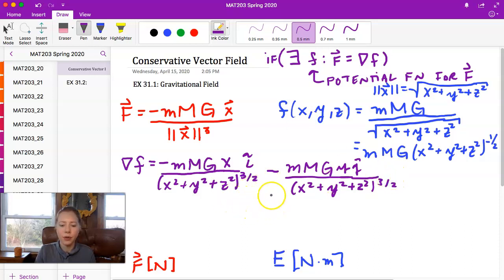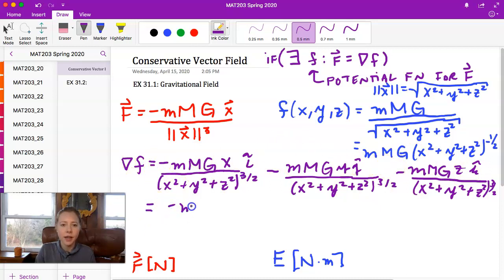And then we have our z component, which is going to be minus g z k hat over x squared plus y squared plus z squared to the 3/2. And we could rewrite this as minus g. Remember, vector x is x i hat plus y j hat plus z k hat.